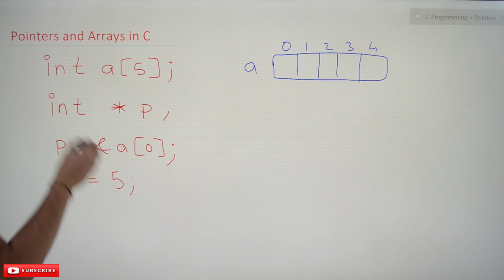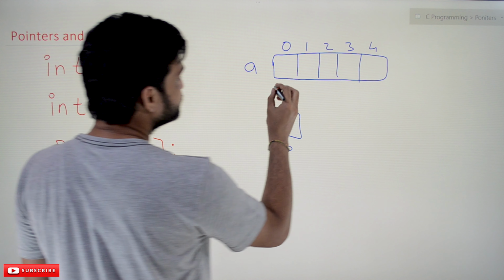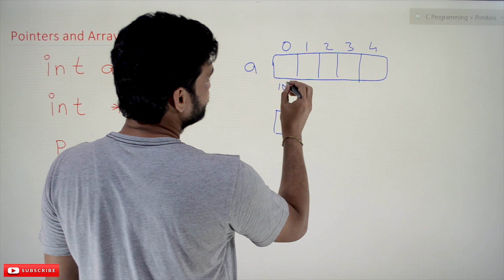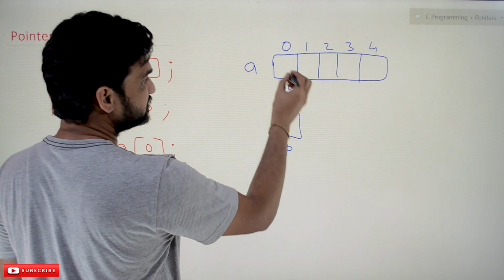Next one is p is equal to ampersand A of 0. For example, assume that each integer is occupying 2 bytes of space, and let's assume that the starting address is 100. The next location address is 102, because it is going to take 2 bytes, then 104, 106 and 108. So this is how the addresses of the array locations are.